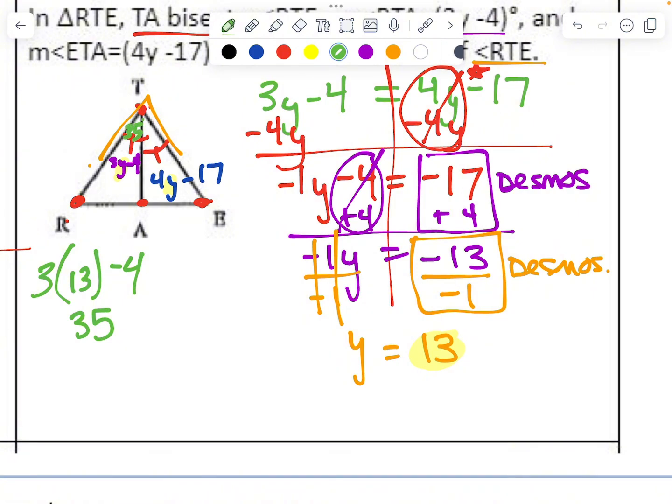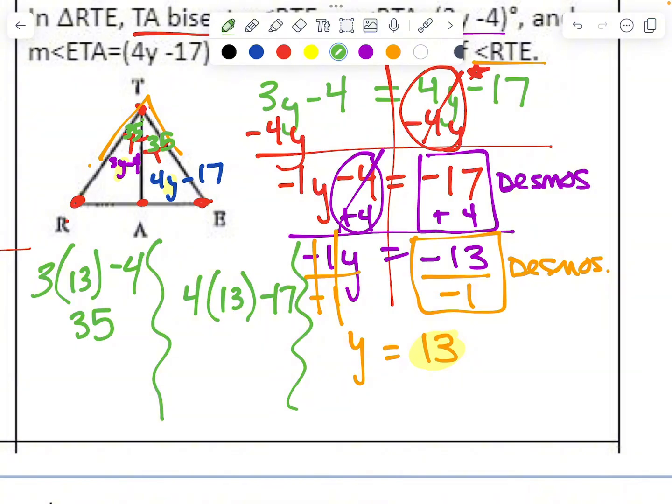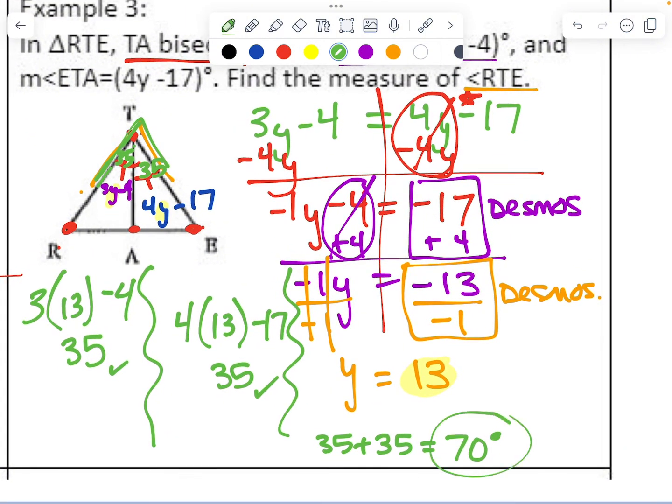Now, if this angle is 35, that means that the other one is 35 also because they match. So to check to see if I am right, we can again plug in 4 times 13 minus 17, and we can type that in on Desmos, and you can see that you will get 35, and that's good because they're supposed to be the same. And so that means that we have to add them together to find the big angle altogether. So 35 plus 35 is 70 degrees. So our final answer for this question is 70 degrees. RTE is 70 degrees.